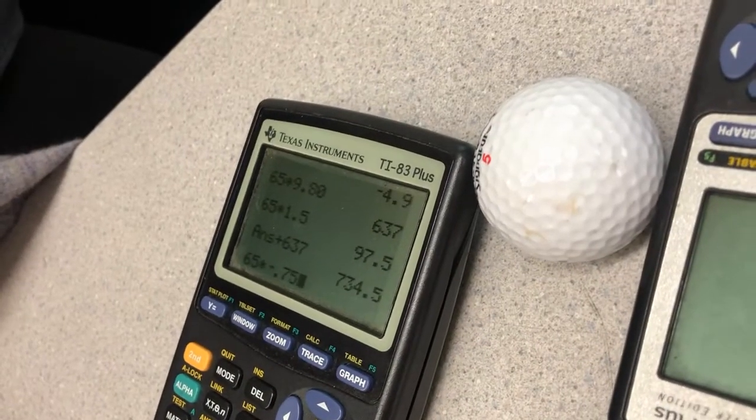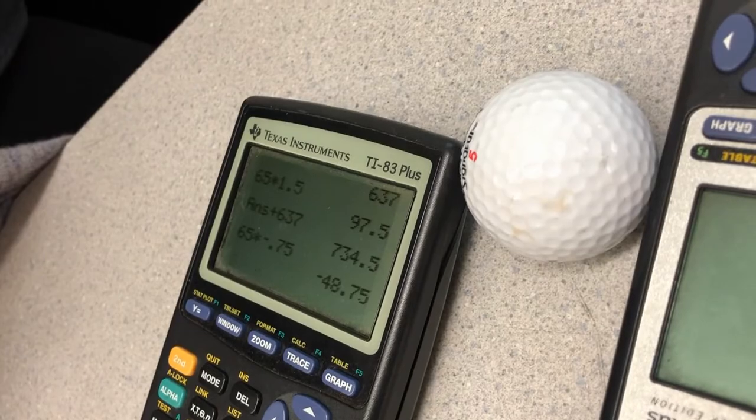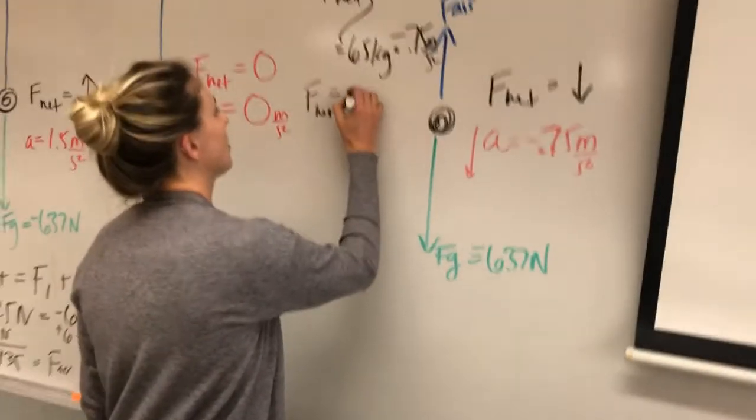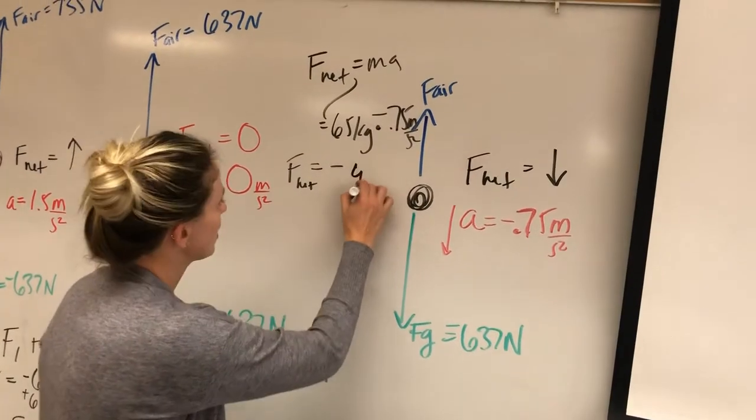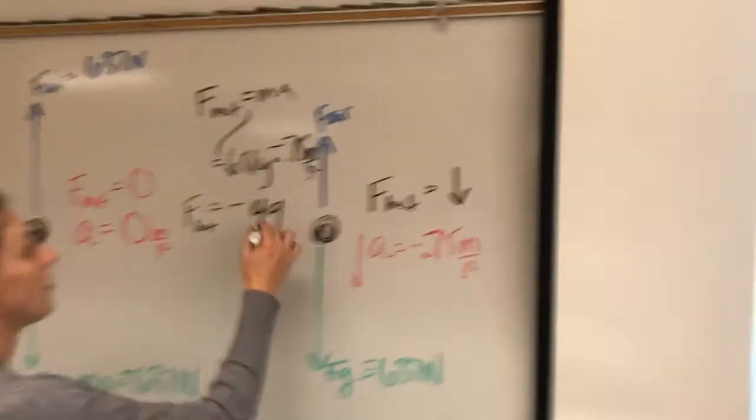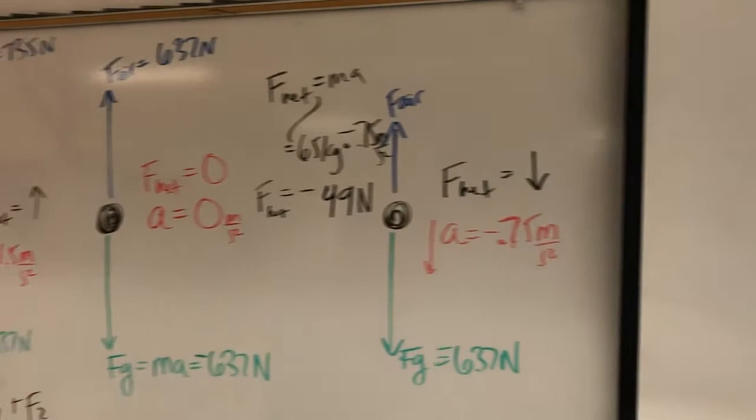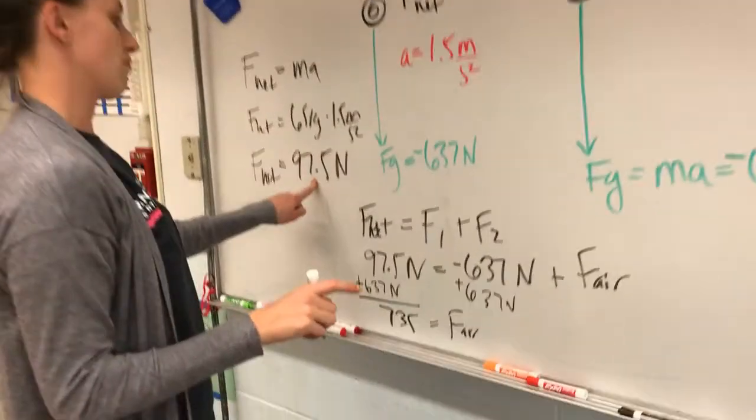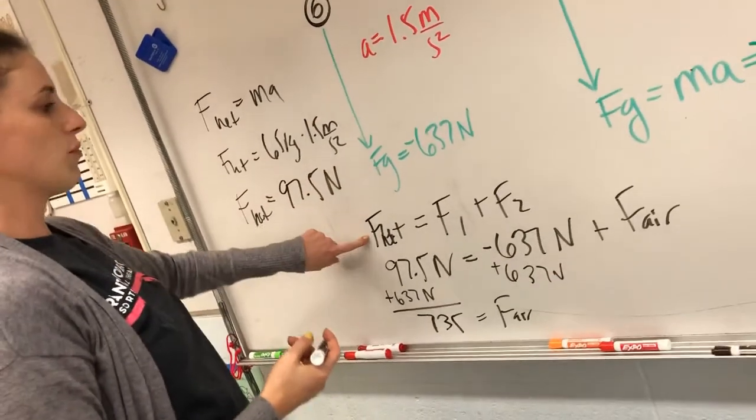That's about 48, 49. We'll call it negative 49 newtons. So the net force is down, negative 49. And over here, our net force was 97.5. So we have a difference there. What do we do next?